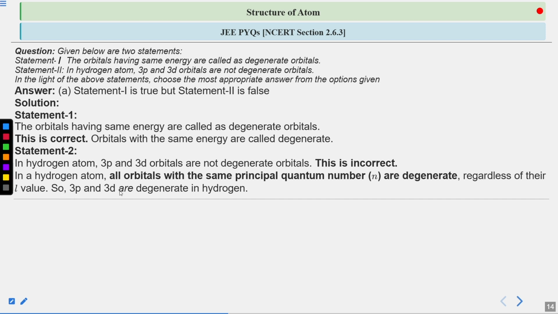That's why 3p and 3d are degenerate in the hydrogen atom. So that's why statement 2 is not the correct one. Meanwhile, statement 1 is the correct one. Hence, the correct answer is option A.